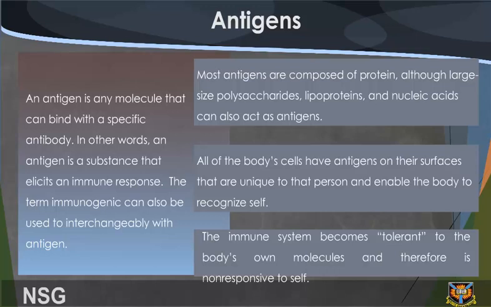All of the body cells have antigens on their surfaces that are unique to that person and enable the body to recognize self. The immune system becomes tolerant to the body's own molecules and therefore is non-responsive to self.